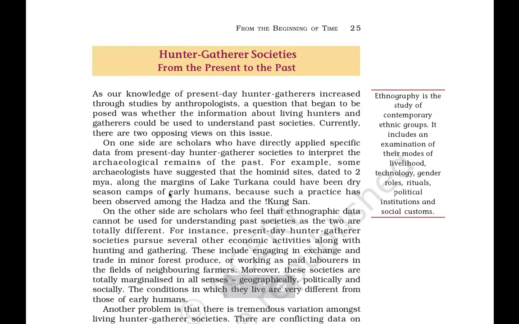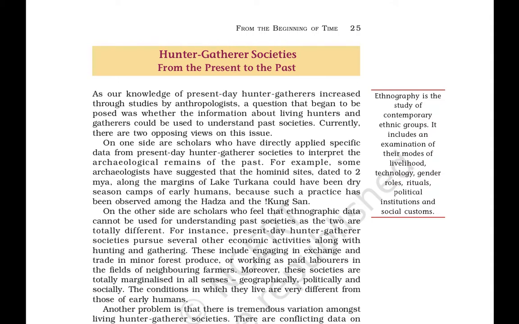Hunter gatherer societies from the present to the past. As our knowledge of present day hunter gatherers increased through studies by anthropologists, a question that began to be posed was whether the information about living hunters and gatherers could be used to understand past societies. Currently, there are two opposing views on this issue.